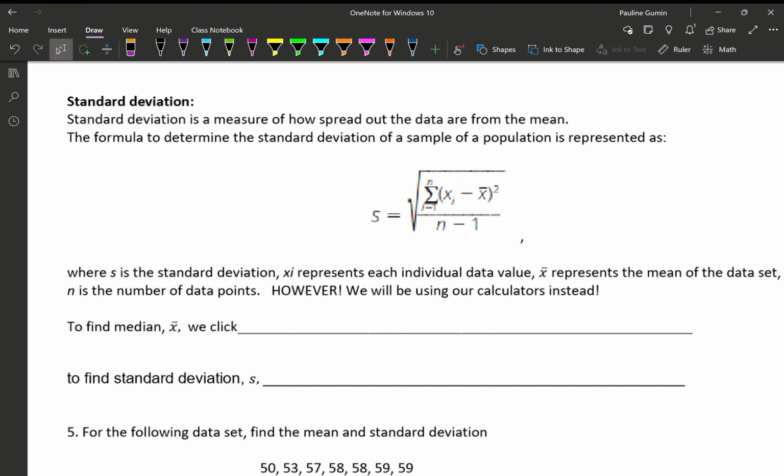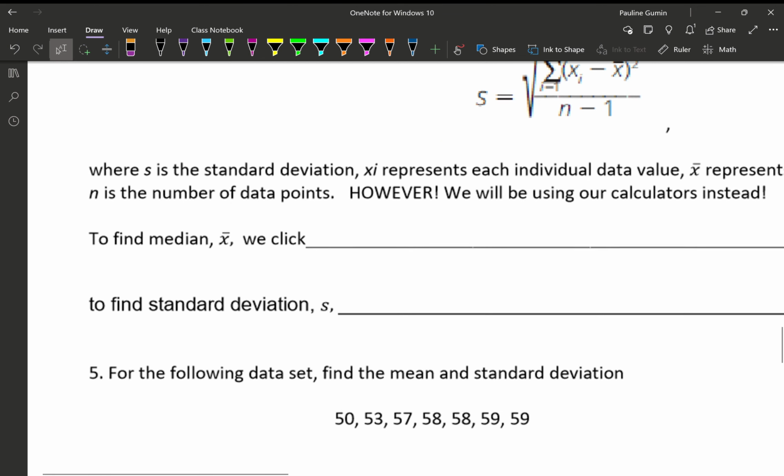S is standard deviation. I know, this looks crazy, right? Don't worry. We're going to be doing this with our calculators. So if you have your calculator on your computer or in person, let's write down how we find the mean.